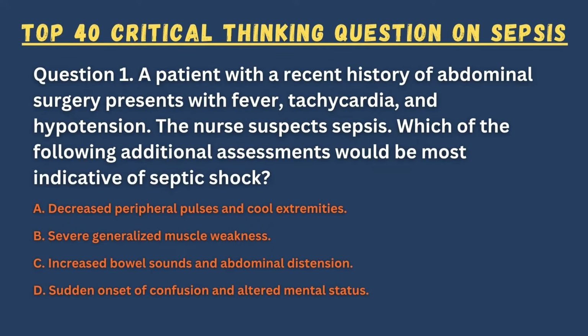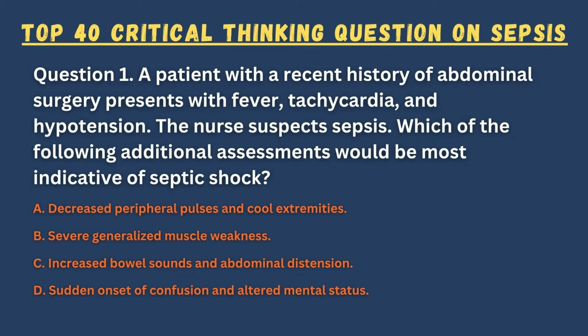Question 1. A patient with a recent history of abdominal surgery presents with fever, tachycardia, and hypotension. The nurse suspects sepsis. Which of the following additional assessments would be most indicative of septic shock? A. Decreased peripheral pulses and cool extremities.